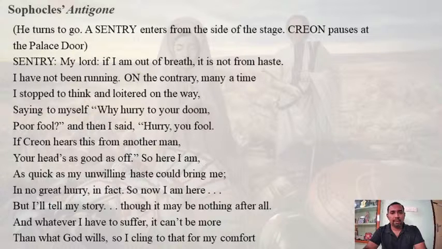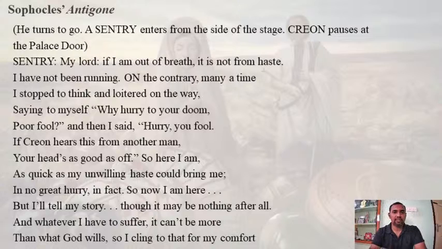Sentry. My lord, if I am out of breath, it is not from haste. I have not been running. So if I am panting, it's not because I have been running. On the contrary, many a time I stopped to think and loitered on the way. Actually, many a time I paused in between and I loitered. I wasted time just like that. Saying to myself, why hurry to your doom, poor fool?